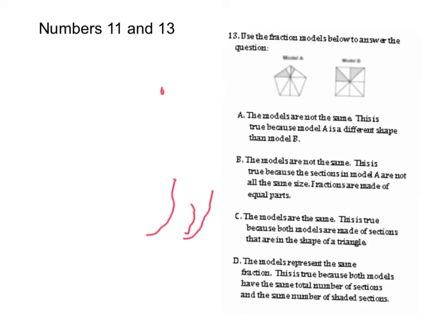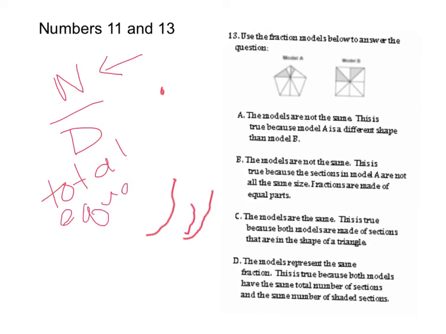Sorry about that. Use the fraction models below to answer the question. We have model A and model B. They're kind of fuzzy on my screen, so look at them on your test really closely. Now, what's the one thing we've been talking about with fractions? That the numerator is the number that we're thinking about, and the denominator is your total, and here's the key word, equal pieces.